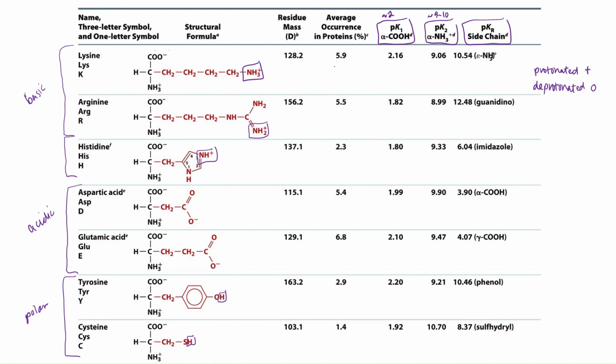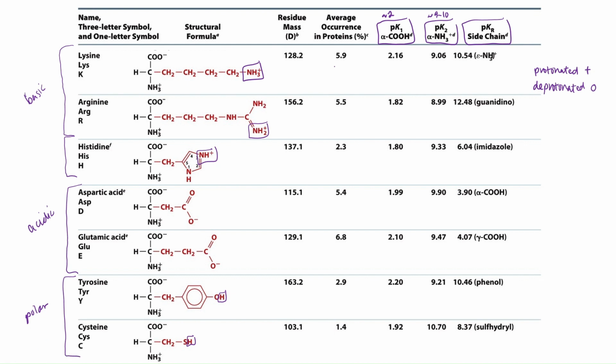In the case of arginine, which is in the middle, we have this guanidino group that is part of the side chain, and in the case of histidine, we have this imidazole ring that's part of the side chain. And that's a little bit different when we talk about our other types of ionizable side chains.